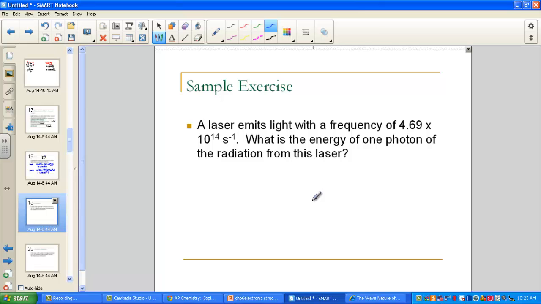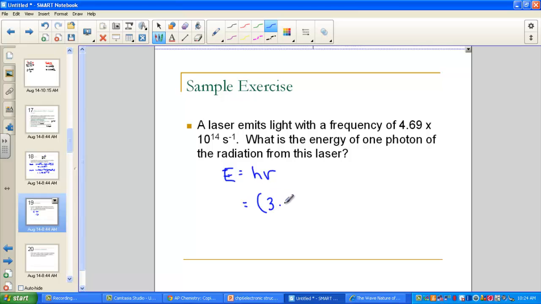Let's try a next sample exercise. A laser light emits a light with a frequency of 4.69 times 10 to the 14th per second. What is the energy of a photon of the radiation from this laser? Well, here we're given the frequency directly, and I know to calculate the energy, I'll just simply use Planck's constant times the frequency. I do not need to convert a wavelength to frequency because it was provided already.